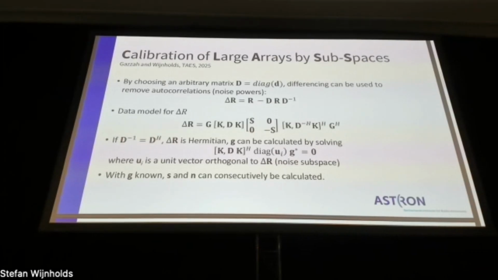An interesting bit is that if the inverse of this derivative t is actually the same as its Hermitian transpose, which is true if you build a diagonal with phasors, then delta R is also a Hermitian matrix, and you can exploit that property to basically find the gains by finding the gains as being orthogonal to the noise subspace, which is a known subspace technique.